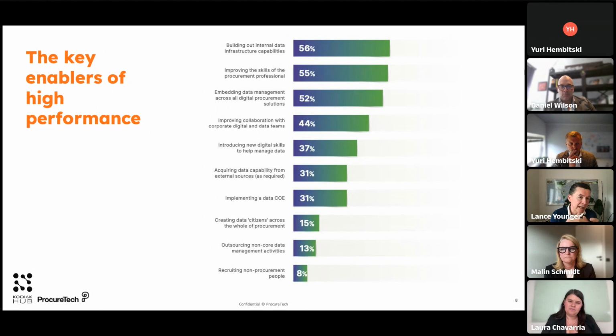Now, some of the areas at the tail, where organizations aren't doing as much, are okay, because some of these are enabling activities that are very bespoke. They're done in conjunction with other activities. For example, recruiting non-procurement people or outsourcing non-core activities are part of a mixture of enabling strategies that organizations need to take. You can't do them all, so you need to prioritize the right set of enabling actions to enable you to have high performance as well.